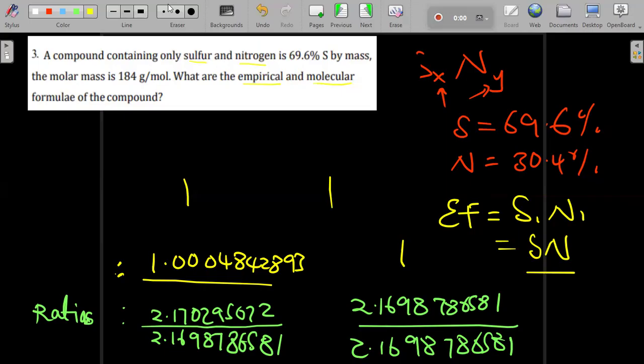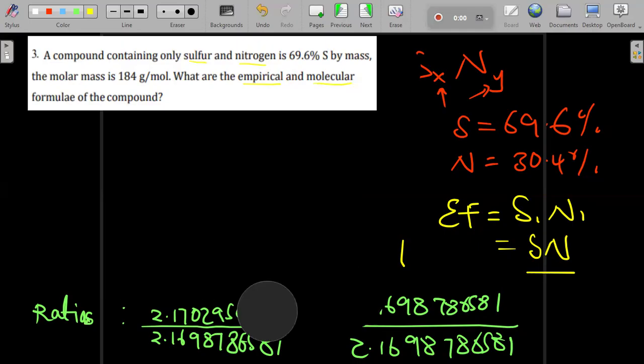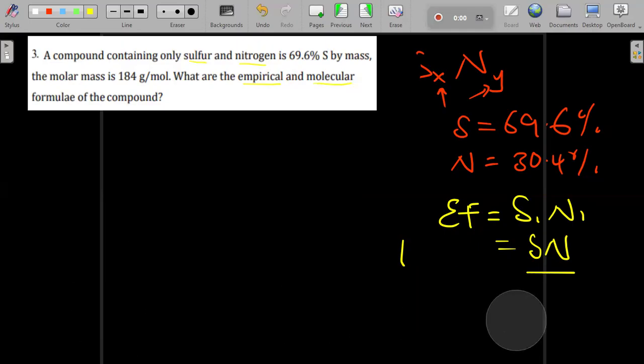So this here will be the empirical formula. Any questions there? Okay, since there are no questions, let's find the molecular formula now. Now that we have the empirical formula, we can find the molecular formula.